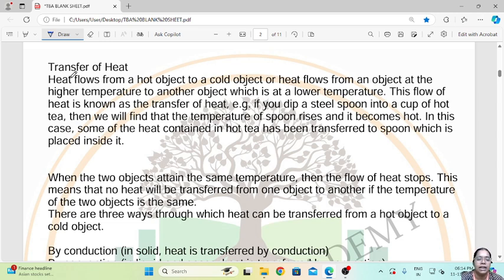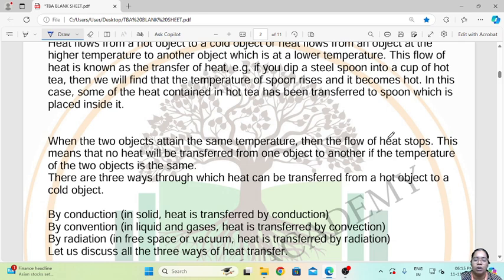So when the objects attain the same temperature, then the flow of heat stops. That is, when the objects reach equilibrium for the heat, then the transfer of heat stops. This means that no heat will be transferred from one object to another if the temperature of the two objects is the same.